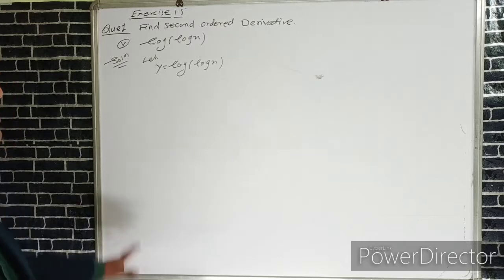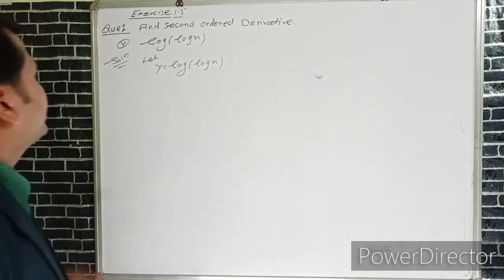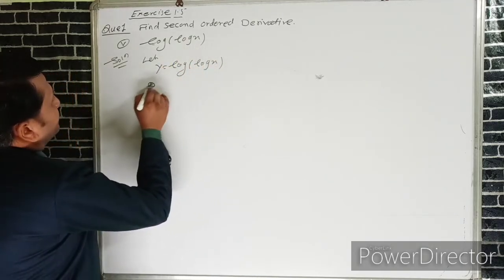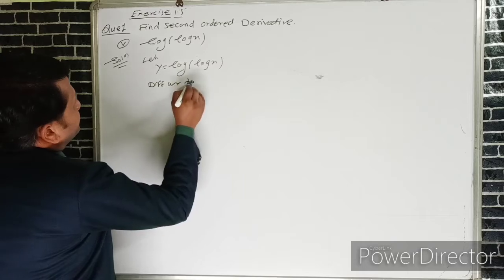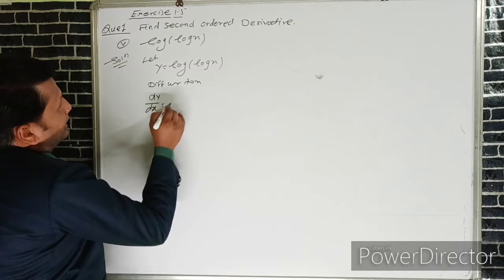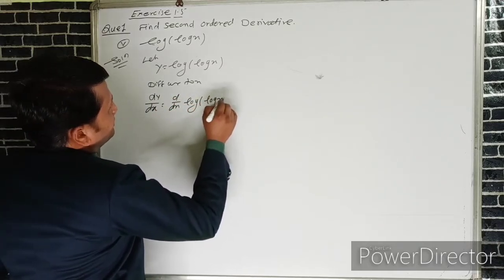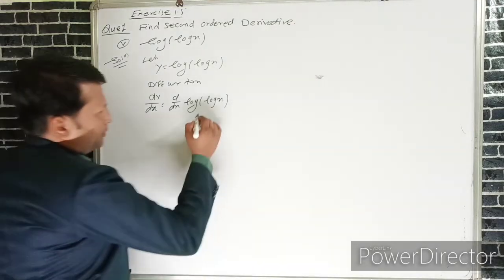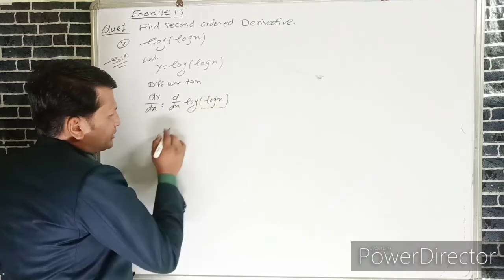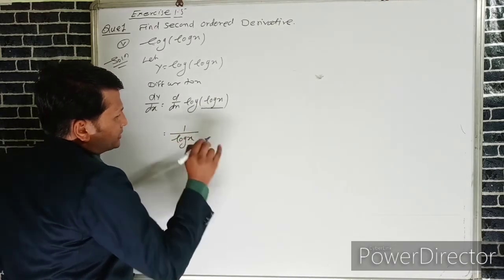So the next example, which is log of log x. If we consider the given function y is equals to log of log x, and differentiate with respect to x, then the derivative of y, which is dy by dx, we take the derivative of log x. If we consider this log x as a variable, the derivative of log is 1 upon log of x.